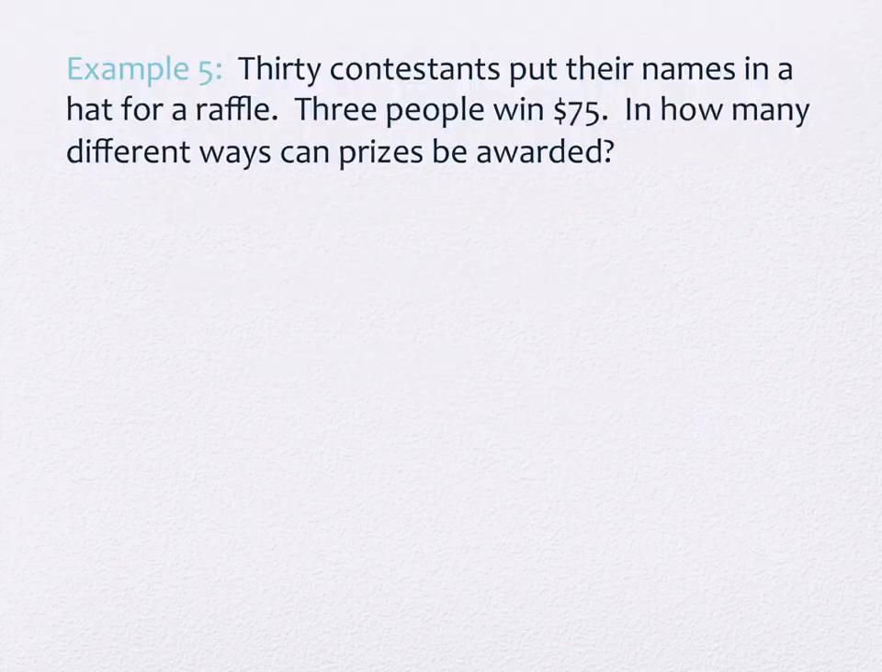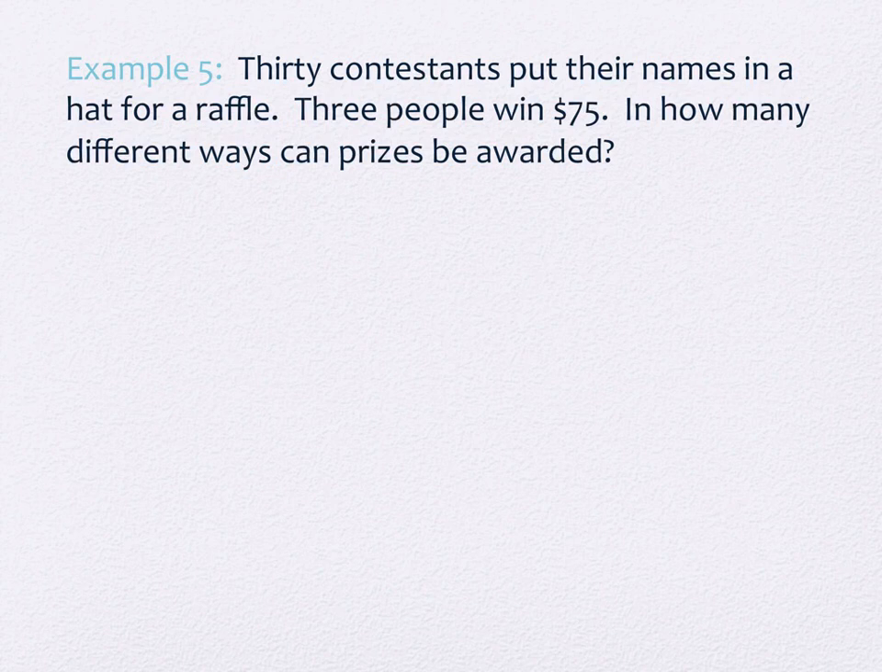Now, we're about to do another formula here, but let me just read this question so you can see the nuanced difference when order doesn't matter. In example 5, there are 30 contestants. They put their names in a hat for a raffle, and 3 people win $75. And how many different ways can the prizes be awarded? Well, now it doesn't matter whether I was picked first or second or third. My prize is the same every time. Can you see the difference? Right? All the prizes are equal, which means the order in which I was drawn, if I received a prize, it doesn't make any difference. Whereas on the first one that we did, it did make a difference.